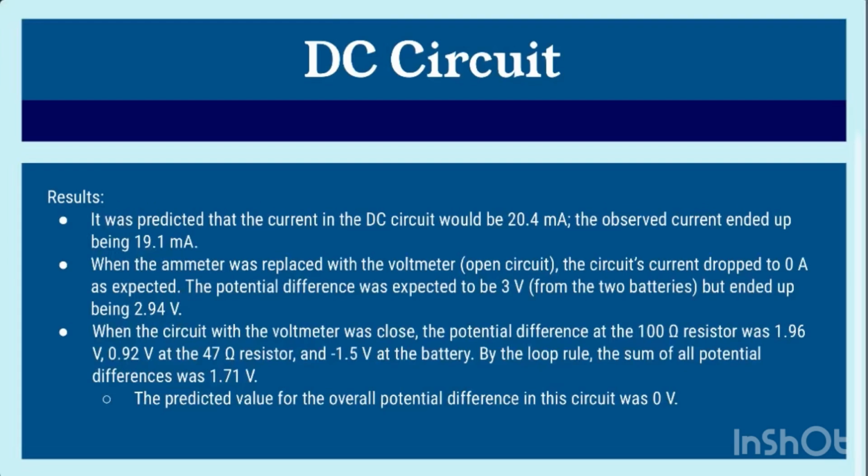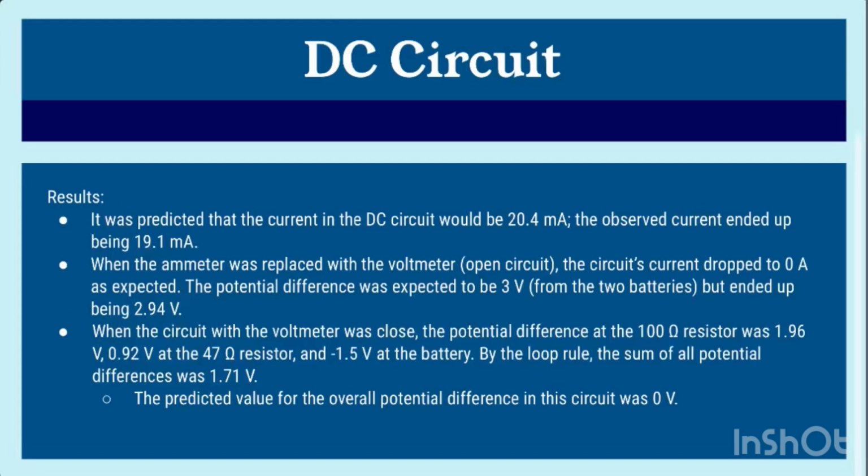When the ammeter was replaced with a voltmeter in the open circuit, the circuit's current dropped to 0 amps as expected. The potential difference was expected to be 3 volts, which is the combination of the voltage of the two batteries, but it ended up being 2.9 volts, which is also just a very slight difference.